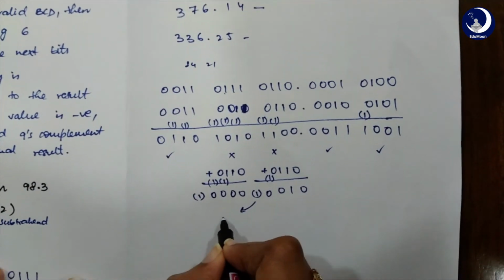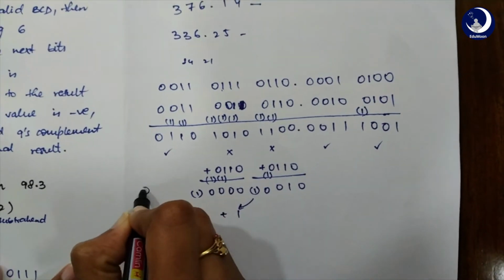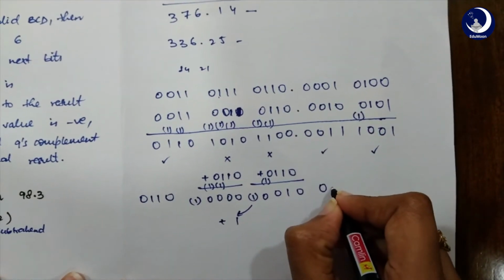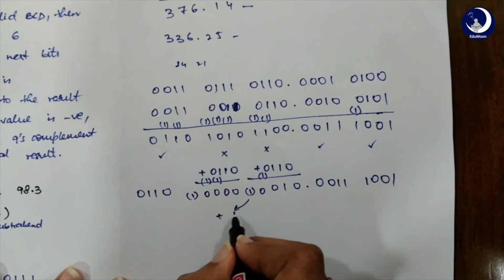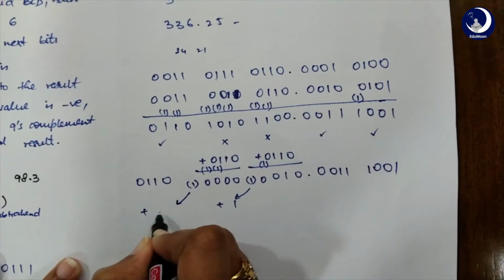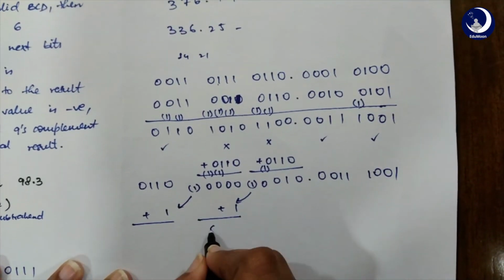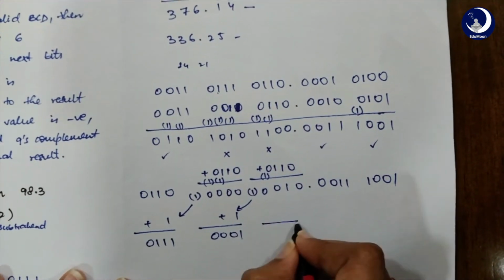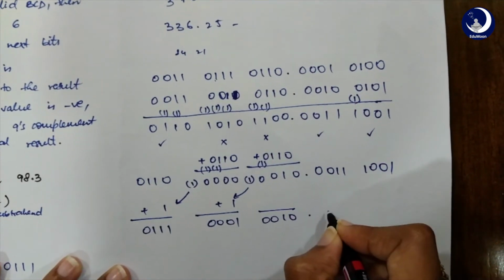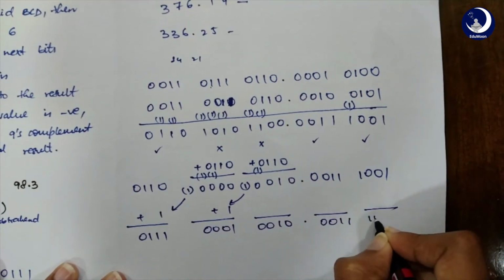So this one will be added to this one, and these bits are 0 0. I'll just write down all these bits again: 1001. Okay, now this one will be added to this one, and this one will be added to this one. So here goes 0001 and 0111, and this is 0010 dot 0011 and 1001.